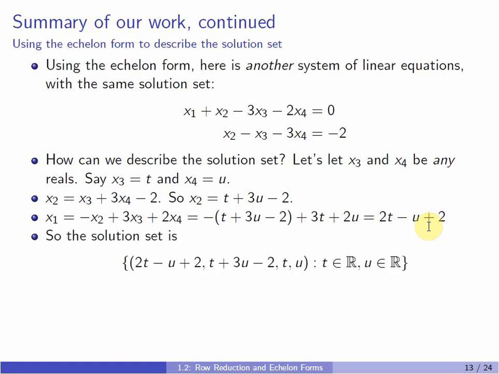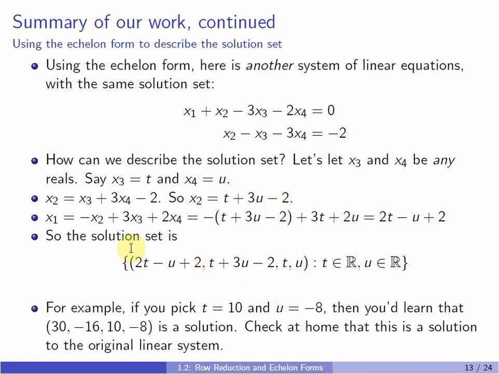With that, here is the solution set. So this is written in one of the standard notations for sets. The point was that after the colon, you can choose any real number you want for t, and any real number you want for u, and once you've done that, the third coordinate is what you chose for t, and the fourth coordinate is what you chose for u, but the first coordinate is right there, and the second coordinate, t plus 3u minus 2, comes from right there.